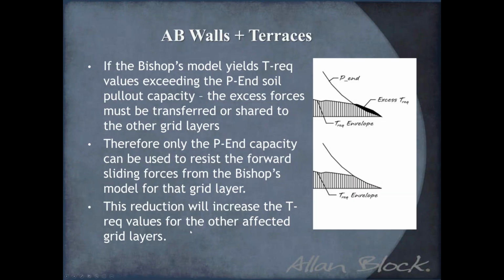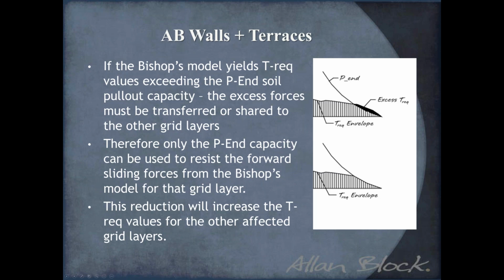So if the Bishop's model yields T required values that exceed the end of grid pullout capacity, it does not mean that the grid is not embedded far enough or there's somehow a pullout failure. What it means is that those excess forces must be transferred or shared to other grids that are crossed by that particular slip arc. So therefore the P end capacity is the maximum capacity that we can use to resist those forward sliding forces for this particular grid, for those particular locations.